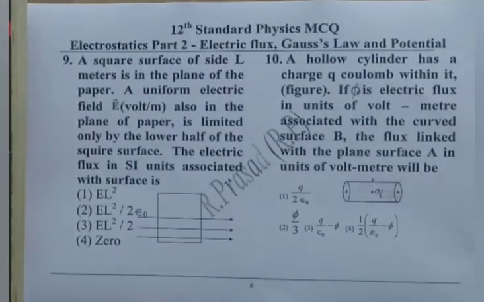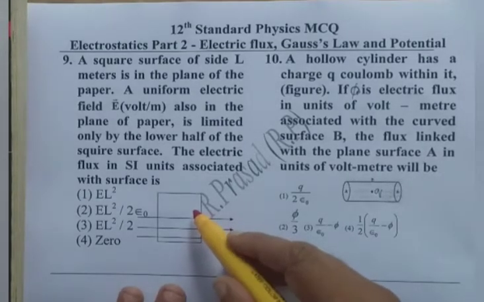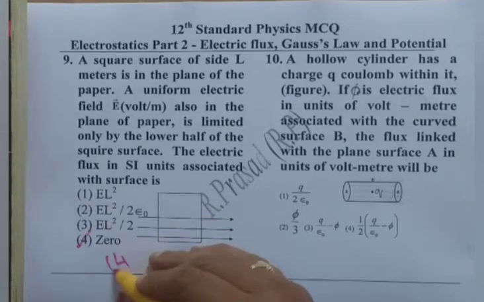Next, we go for the ninth question. We read, a square surface of side L meters in the plane of the paper, a uniform electric field E also in the plane of paper is limited only to the lower half of the square surface. The electric flux in SI units associated with it is, say, area and field lines are parallel to each other. Therefore, there is no chance of field lines passing through the surface, whether it is lower half or upper half. Therefore, the flux through the given square is 0. So, fourth option is correct.